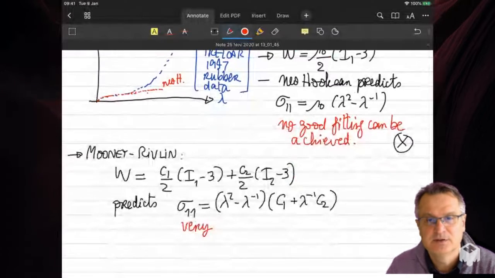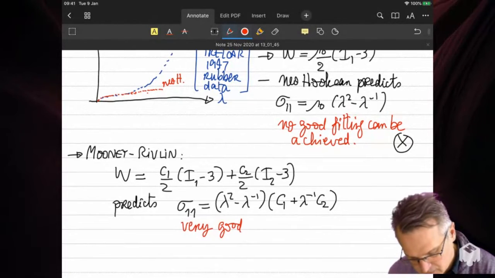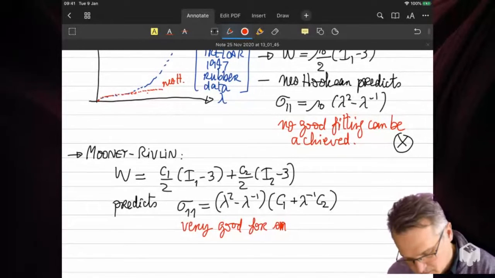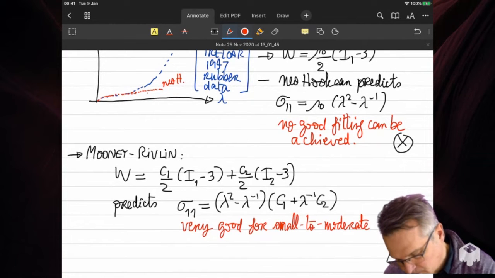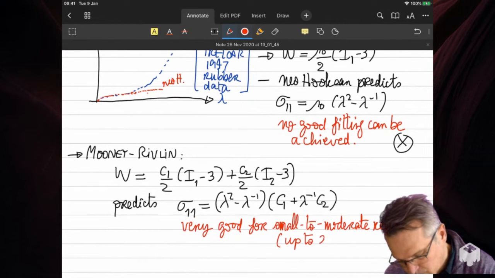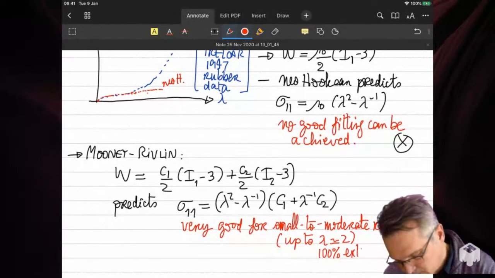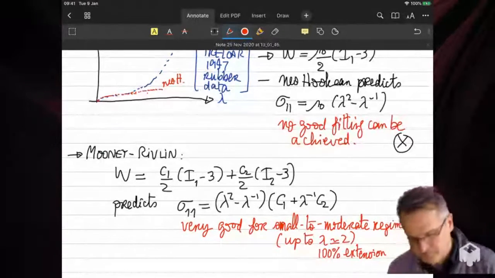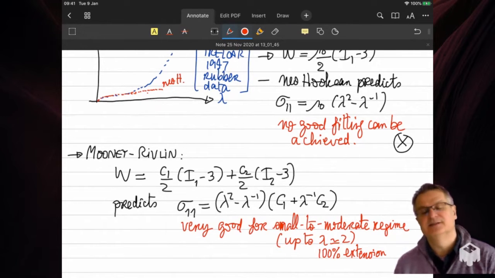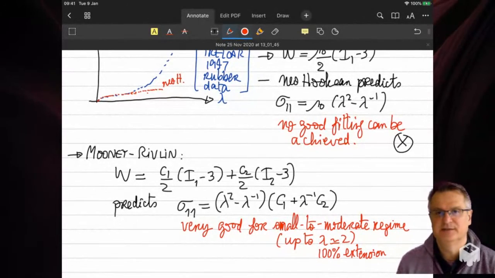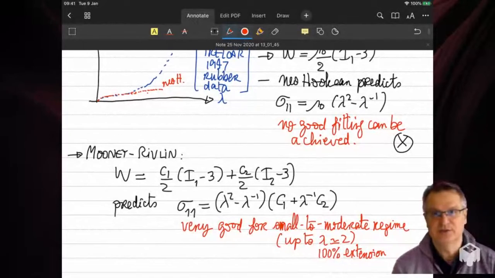Oh, I should switch to my notes. For small to moderate regime, up to lambda is 2, 100% extension. And the reason why that is, you could show quite visually.